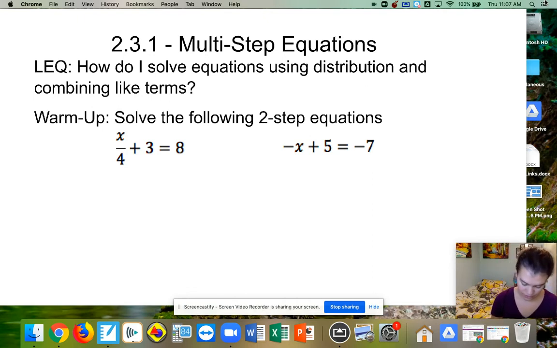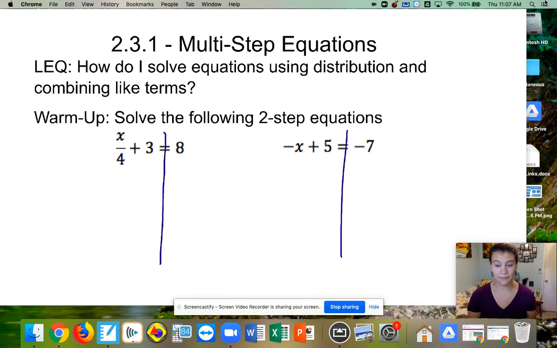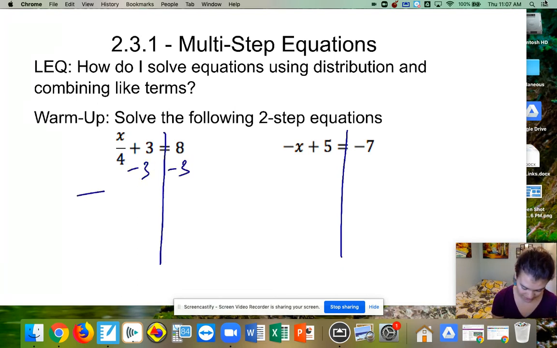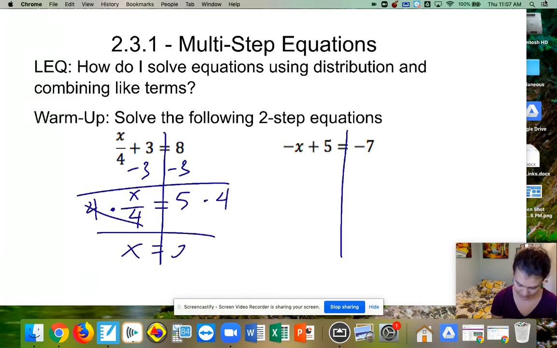All right, so draw your line down the middle for both of these. Remember, we're going to do order of operations backwards. So we're going to start by subtracting 3 from both sides. So x over 4 comes down. 8 minus 3 is 5. And then to get rid of the 4, I'm going to multiply both sides by 4. And x equals 20.